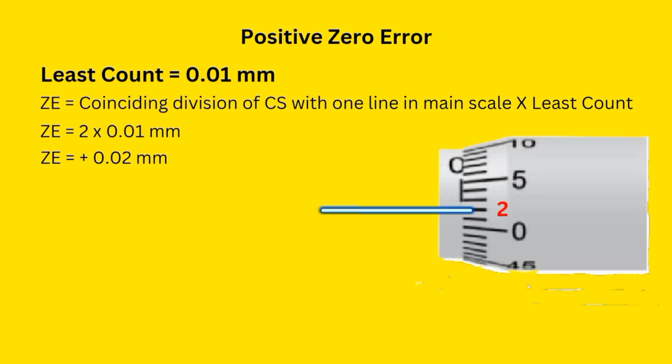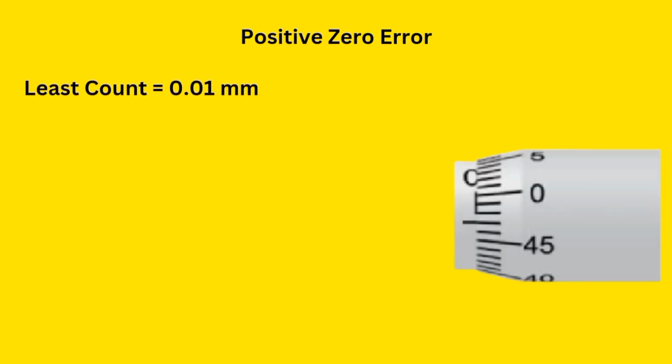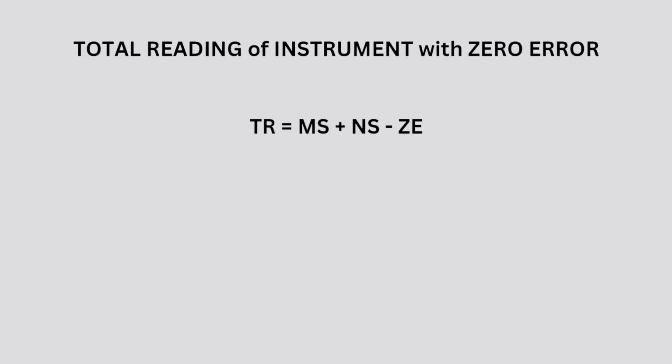If the position of zero division in the circular scale is above the baseline, it's called negative zero error. In the same way as positive zero error, we have a negative zero error of 0.03 mm.